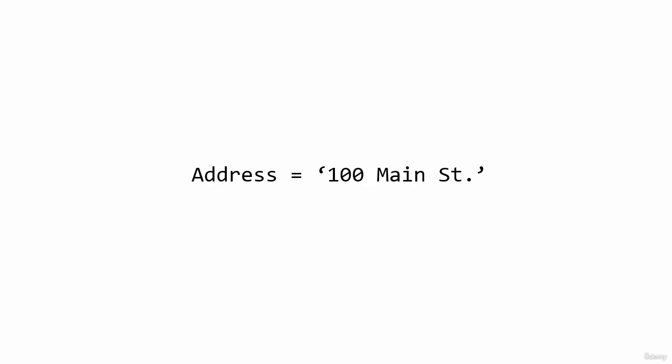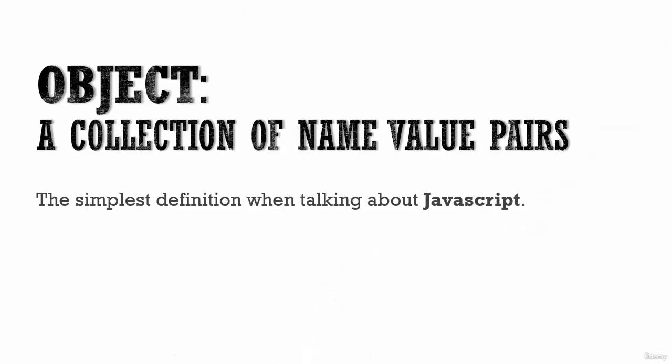Now, when we're talking about objects, we can then use this name-value pair concept to define them. An object is a collection of name-value pairs. That's the simplest possible definition of an object when you're talking about JavaScript. Now, other programming languages might have more complex concepts when it comes to objects, but when we're dealing with objects in JavaScript, that's really what they are. They're a collection of name-value pairs.